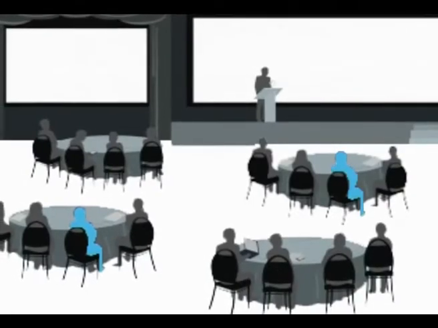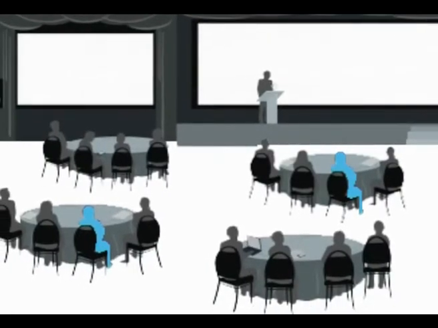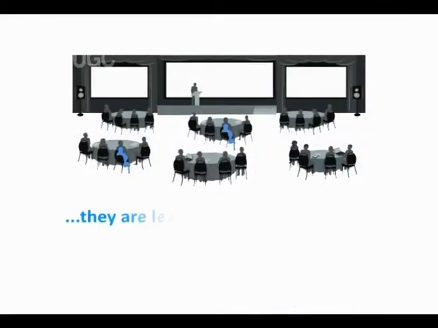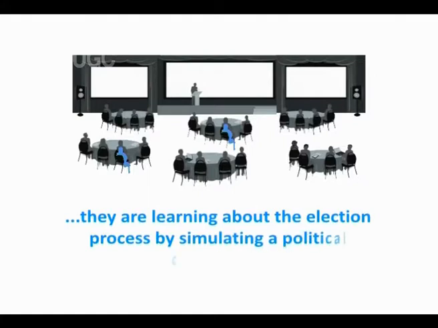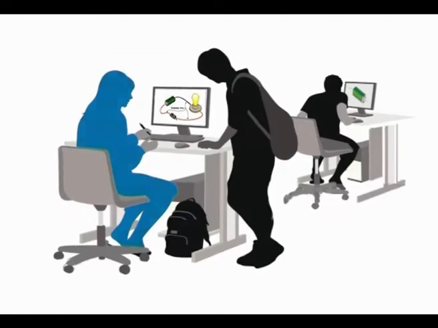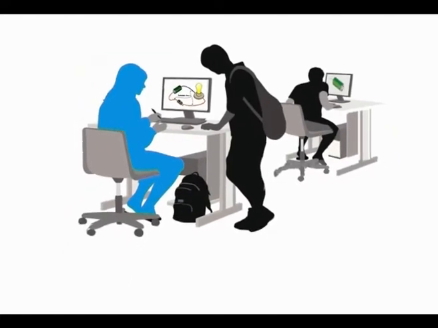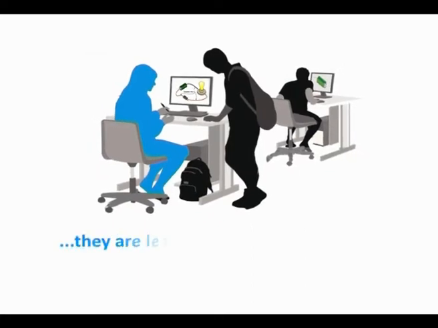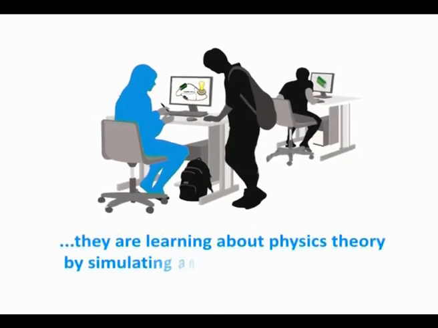When students take on roles of party delegates to a political convention and run the model of the convention, they are learning about the election process by simulating a political convention. When students create an electric circuit with an online program, they are learning about physics theory by simulating an actual physical setup.